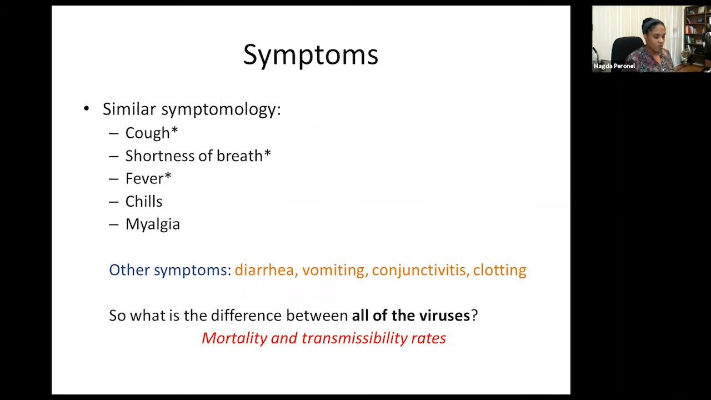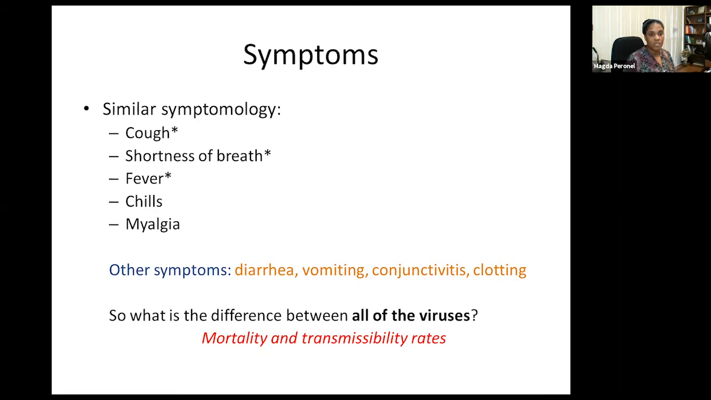So, like I said before, the surface protein binds to ACE2 receptors that we find in the lungs, the kidneys, and in the gastrointestinal system as well, which is why it makes sense that some of the symptoms that we associate with COVID can be seen in the respiratory system. Cough, shortness of breath, fever. We also have chills and myalgia.